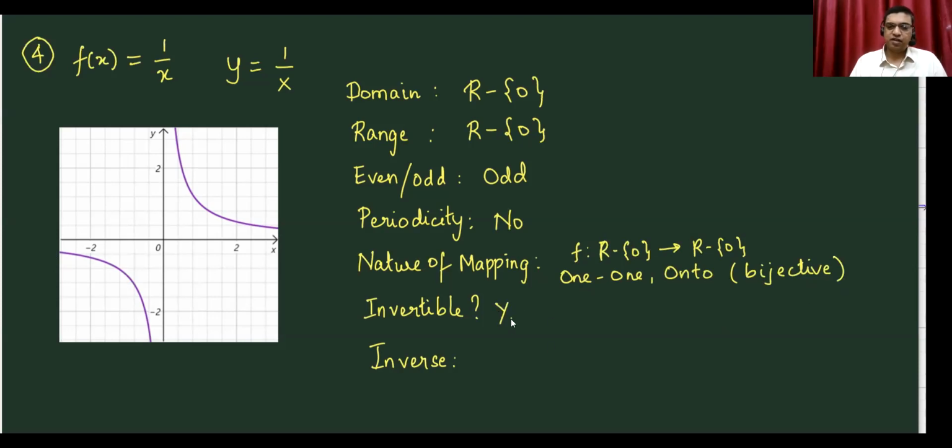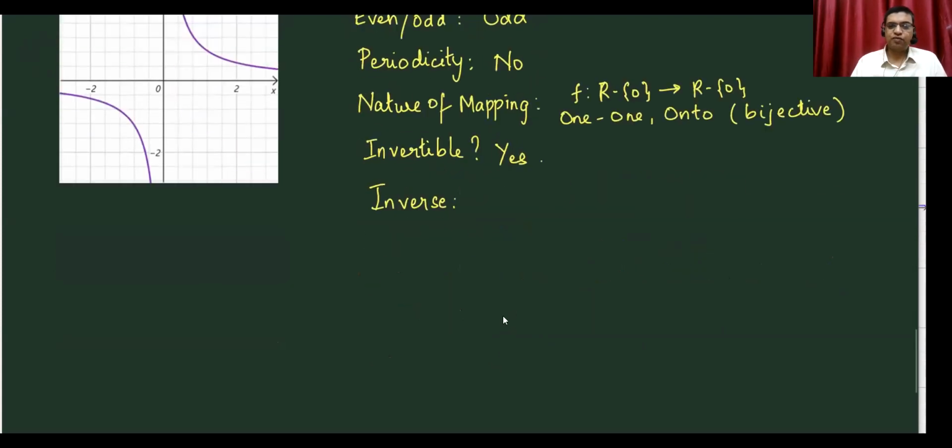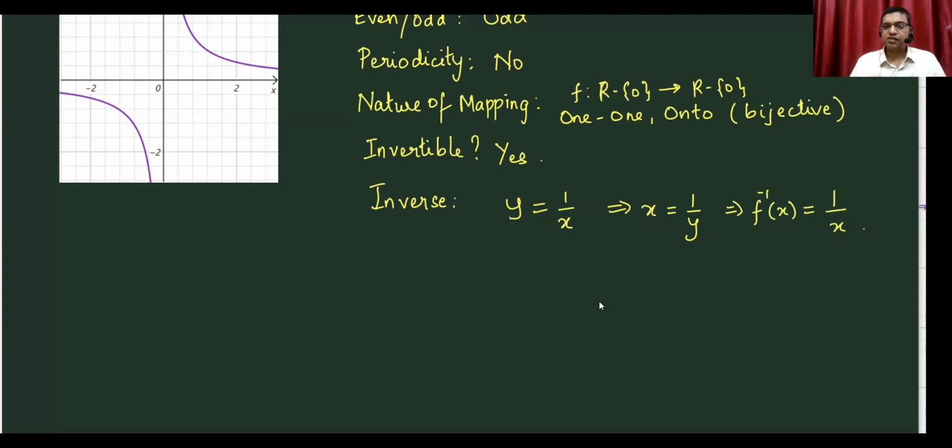So invertible, yes. What is its inverse? How do we do inverse? We write x in terms of y and replace x by f inverse of x and replace y by x. So you get, interestingly, f inverse of x is again 1 by x.